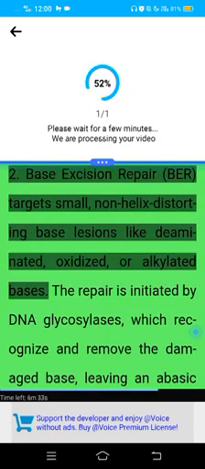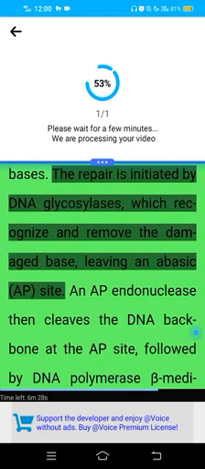2. Base excision repair (BER) targets small, non-helix-distorting base lesions like deaminated, oxidized, or alkylated bases. The repair is initiated by DNA glycosylases, which recognize and remove the damaged base, leaving an abasic AP site.